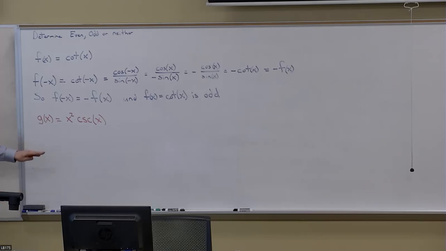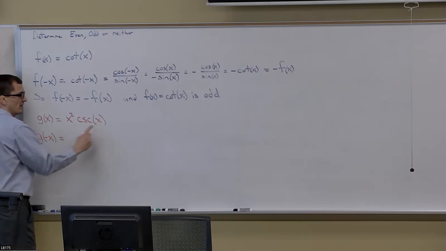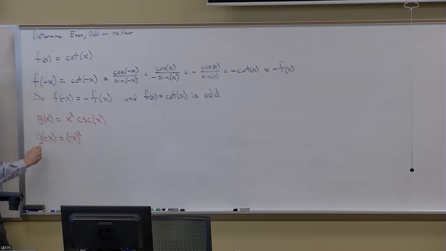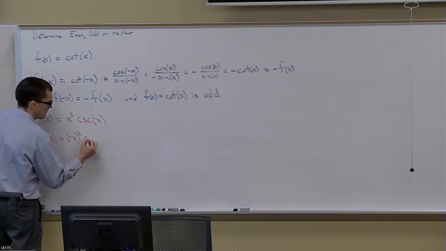Everybody get what I'm doing there? X squared times the cosecant. So, as always, to see whether something's even, odd, or neither, I plug in a negative value. Now, be careful here. We have two places where x is at. One is in the square, so we're going to have to plug in negative x and then square it. And the other is in the cosecant.